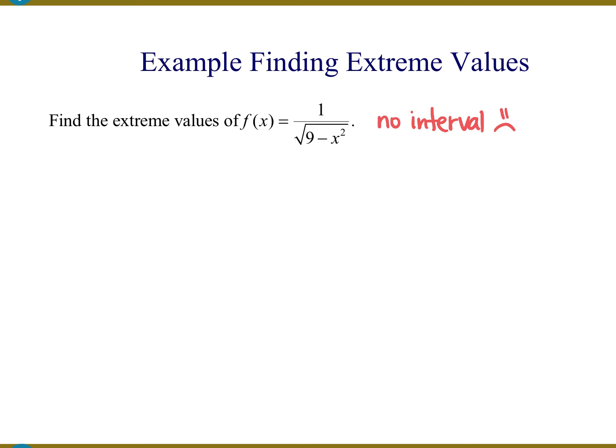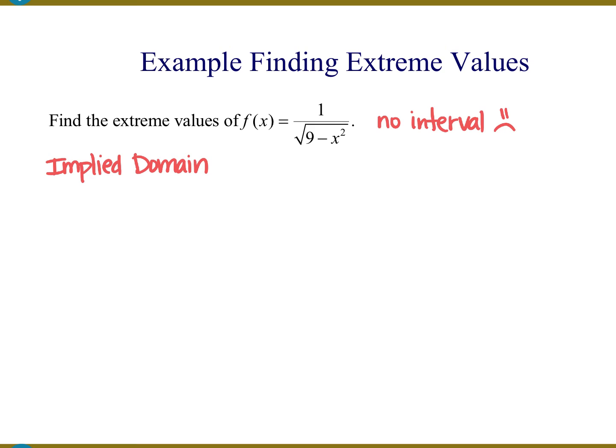Intervals are nice, because we know we can just check the beginning and check the end and be done, but this one doesn't have an interval, which means I have to do implied domain. And when I have an implied domain, I have to check for those same three things. Does it have a denominator? Does it have an even root? And does it have a logarithm? Well, this one has 2 strikes out of 3.